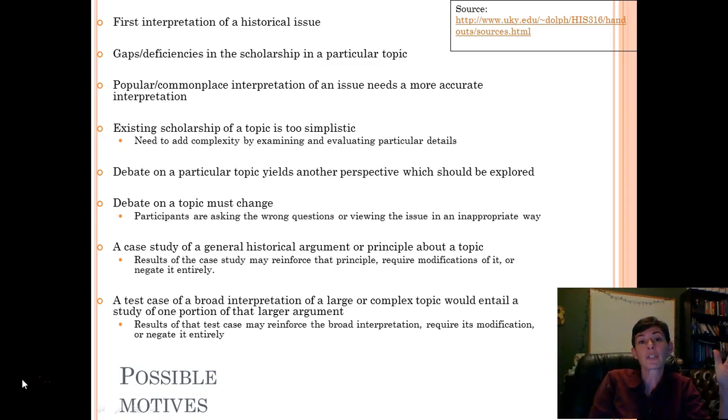And then there's test cases of broad interpretations of large or complex topics that would need one portion of that argument to be explored. Results of that test case, again, might reinforce that original interpretation, might modify it, or they might completely disprove it.